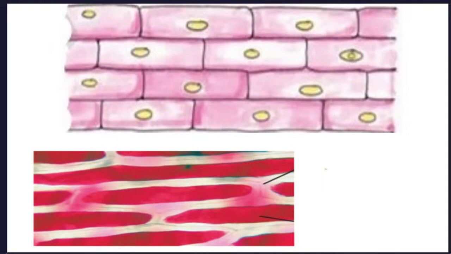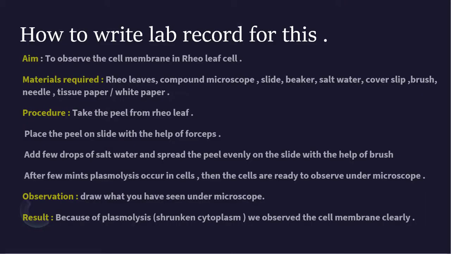Okay, children, now I am moving to how to write the lab record for that activity. We have seen the lab activity of Rheo leaf cells. First, what do we have to do?